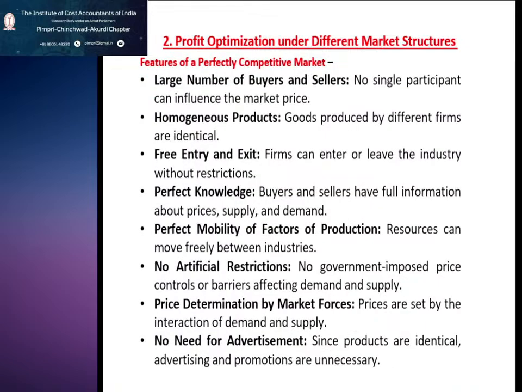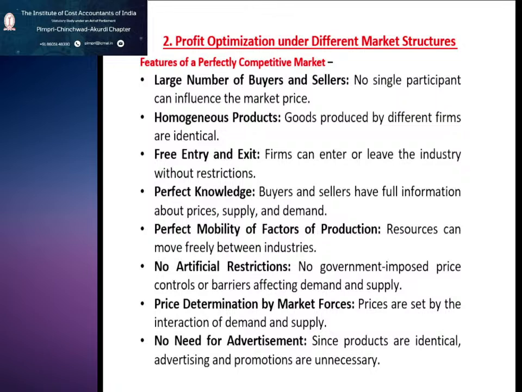So the various features of perfectly competitive market include large number of buyers and sellers, homogeneous products, free entry and exit, perfect knowledge. So in a way, students, I am trying to recap what we have studied in this session, touching about the key highlight points only. Perfect mobility of factors of production.